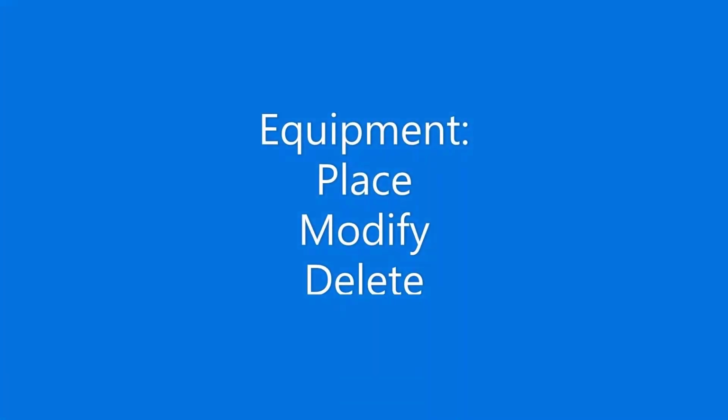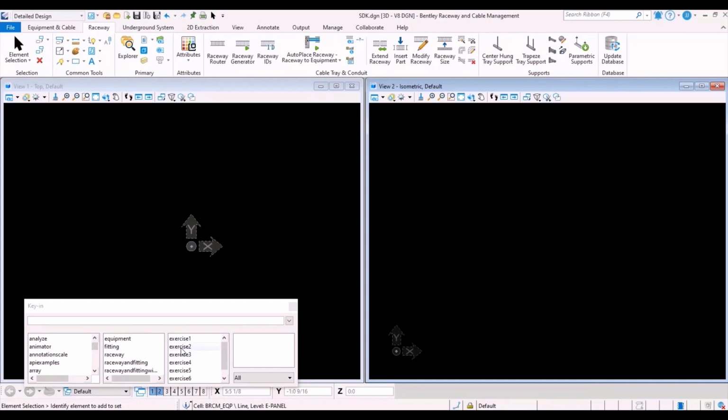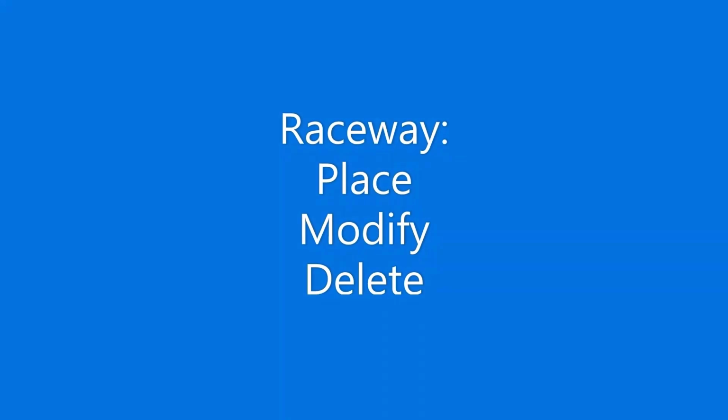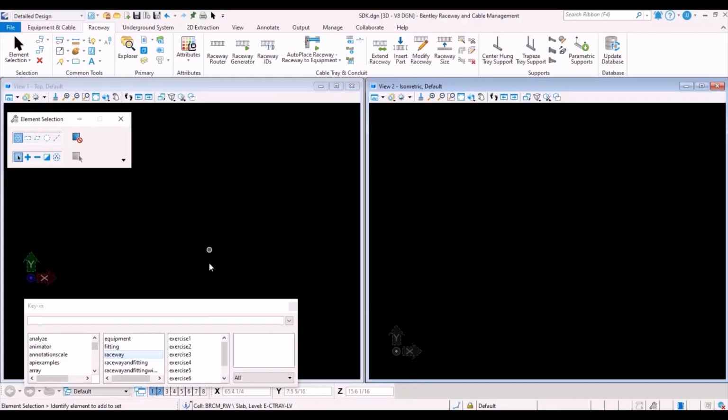You can now take advantage of a more comprehensive SDK to create your own custom tools and automate your design process. The new SDK enables you to create, read, update, and delete equipment and raceway systems. What you are seeing is a series of example exercises that showcase what the APIs can do for you, which we deliver with the SDK.